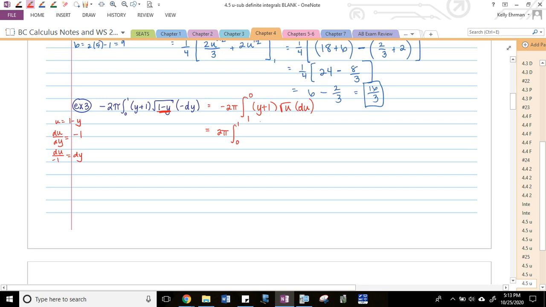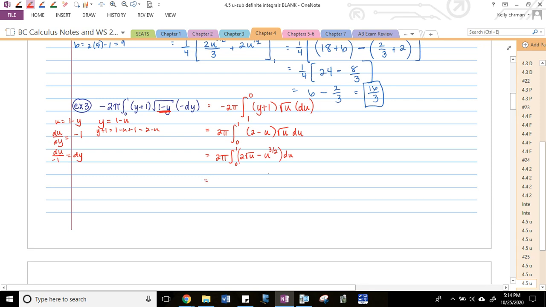And then what about this y plus 1? We know that u is equal to 1 minus y. Let's solve that for y. Y, if I add that over here, is equal to 1 minus u. And y plus 1 is equal to 1 minus u plus 1, which is 2 minus u. So I have 2 minus u times square root of u du. I should distribute that square root of u through 2 square root of u minus u to the first times u to the 1/2 is u to the 3/2 du.